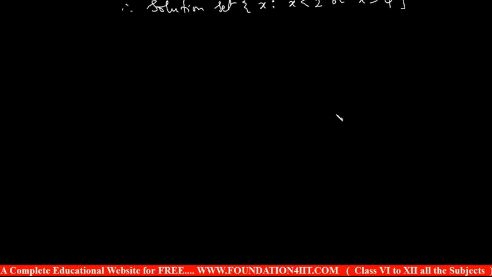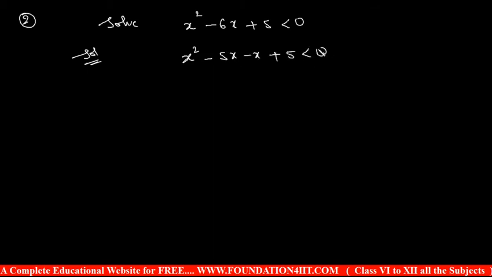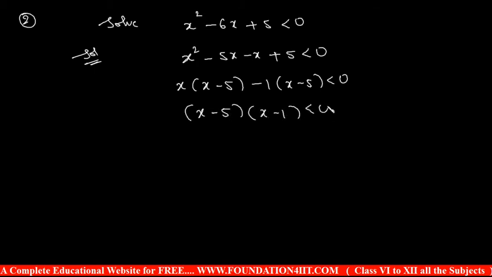Let me explain one more problem for a clear idea. Solve x square minus 6x plus 5 less than 0. Okay, splitting the middle term, the solution is the same. x square minus 5x minus x plus 5 is less than 0. So x is common, and x minus 5 minus 1 is common. You know already how to split and all, so I am taking the direct step: x minus 5, x minus 1 less than 0.